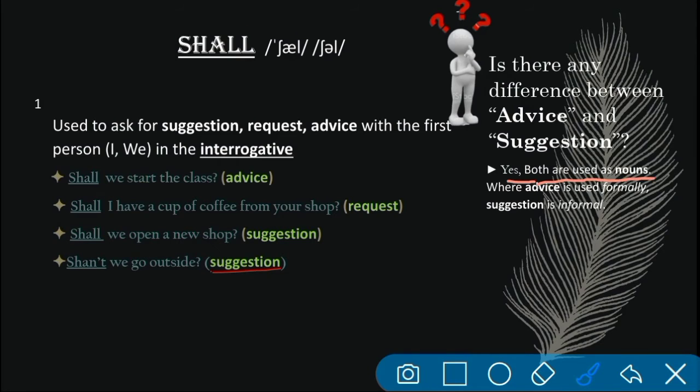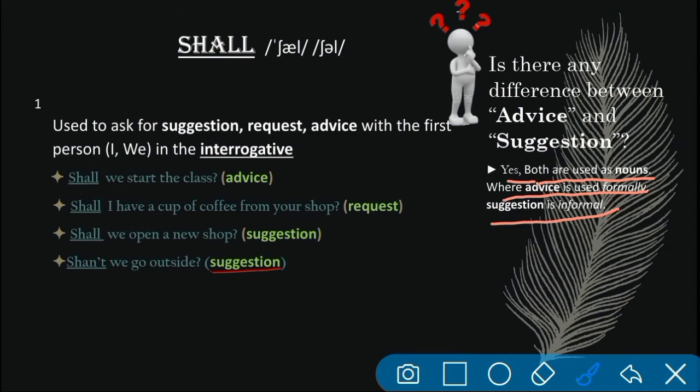Both are used as nouns. First of all, let's look at the similarities between them. The first similarity is that they are used as nouns. Advice is used formally and a suggestion is informal.